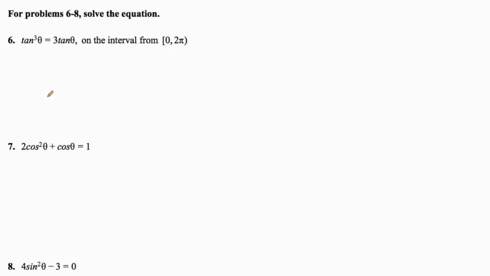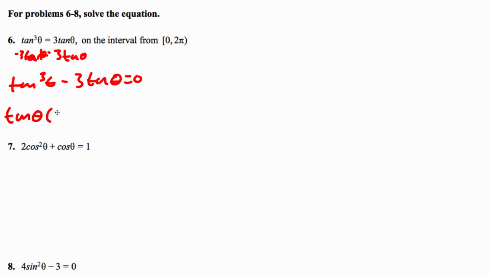If we take a look at problem number 6, we're solving the equation tangent cubed of theta equals 3 tangent of theta, and we're asked to stay on the interval from 0 to 2 pi. So what I'm going to do first is subtract that 3 tangent of theta over to the left-hand side. So then our equation says tangent cubed of theta minus 3 tangent of theta equals 0. Now on the left-hand side, we can do a little GCF factoring. We can factor out a tangent of theta. So then on the inside of our parentheses, we'll have tangent squared of theta minus 3 equals 0.